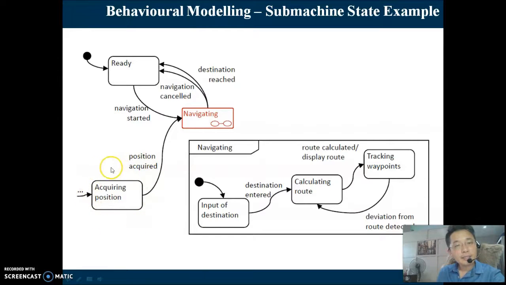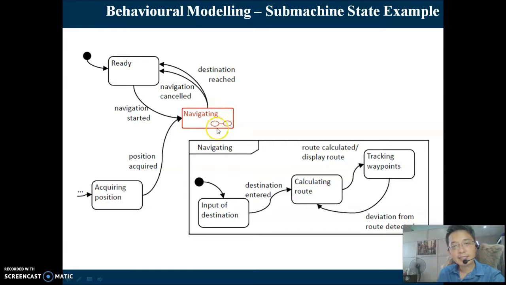Another state shown in this example is a current position. In order for the navigating to occur, it requires two conditions to be fulfilled: having the navigation started and having the position acquired. So these two states are two prerequisite states before navigating state could be triggered.